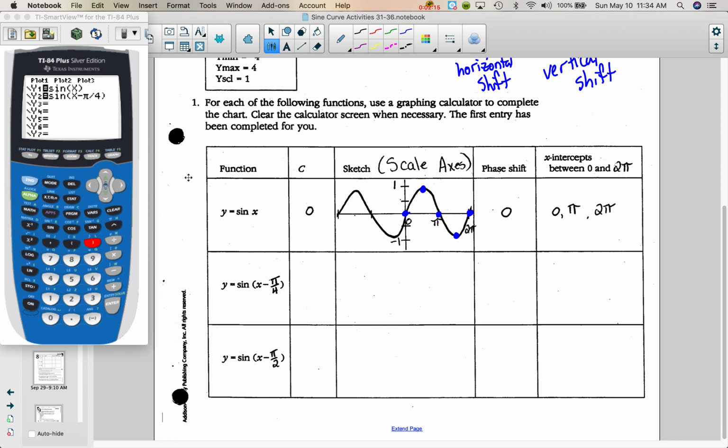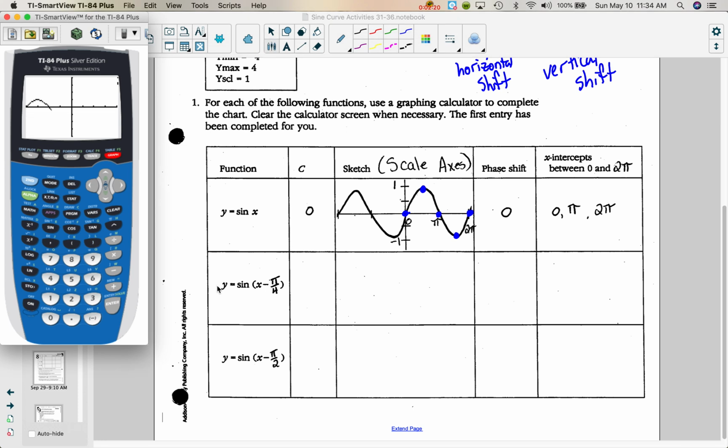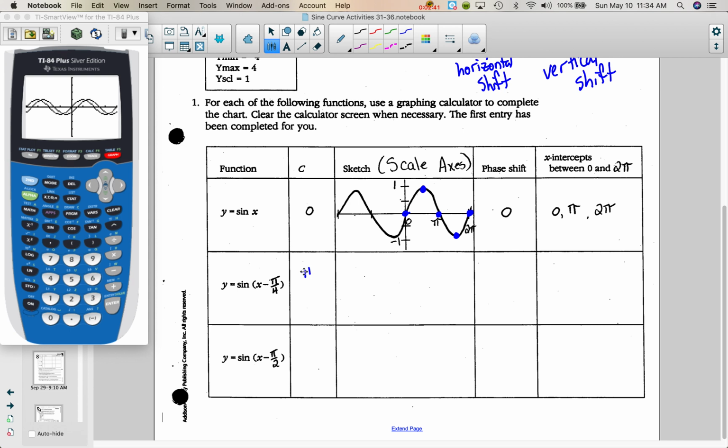So on this next problem, you'll see I have the parent graph, then they have the next one. If I go ahead and graph both of them, here's the parent graph, and then here's what happens when I shift it over. You can see the min and the max didn't change, the amplitude didn't change because I didn't change those. I didn't move it up or down. All we did, we only had one thing that changed, and that was the phase shift. So the value of C in this case is going to be pi over 4, because we have x minus pi over 4.